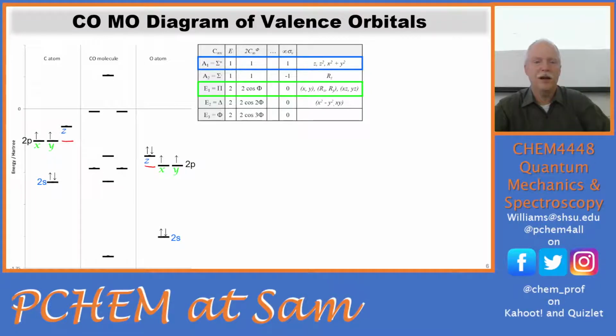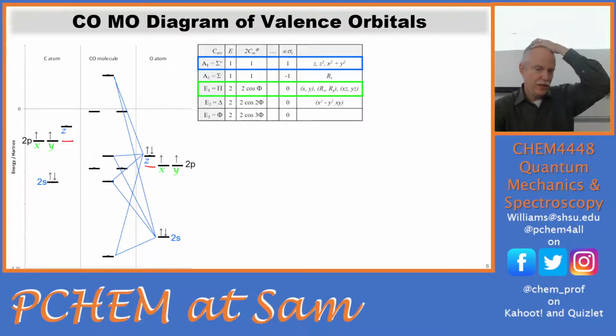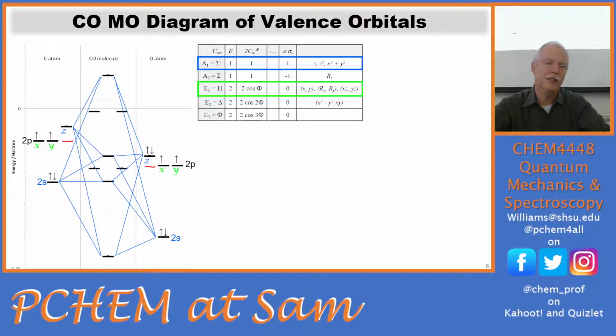Now, how many orbitals do I have that are blue? I have 4, and so they're going to make 4 molecular orbitals. And so this 2s and 2pz would interact with the 2s and 2pz on the carbon and form these 4 molecular orbitals in the middle. And so those will be your sigma, sigma star, sigma, and sigma star. So just like the homonuclear diatomic MO diagram, this one looks very similar.